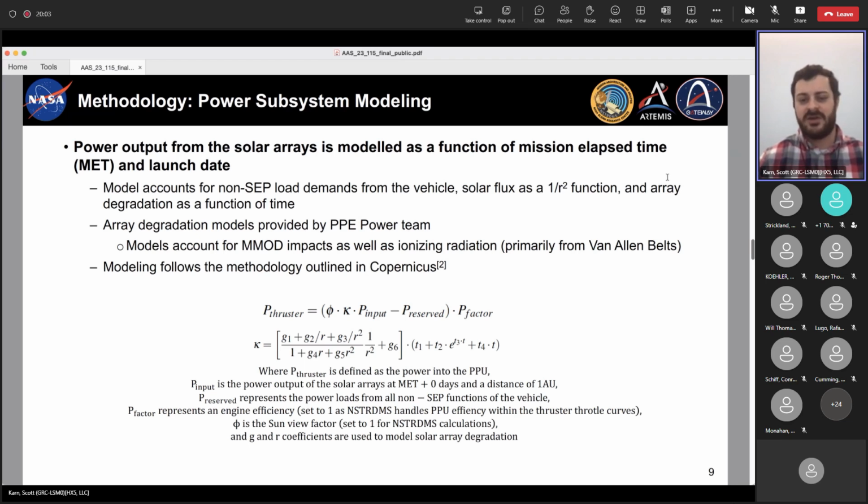And then there's also a time degradation effect that takes into account things like orbital debris impacts and damage from ionizing radiation. So we get a model from our EPS team, and then we actually develop these coefficients that you see here, the G1 through 6 and T1 through 4, so that we can have a model that is consistent between our high fidelity model in Copernicus and our low fidelity model in NSTRDMS that also matches the inputs that are given to us by the EPS team.